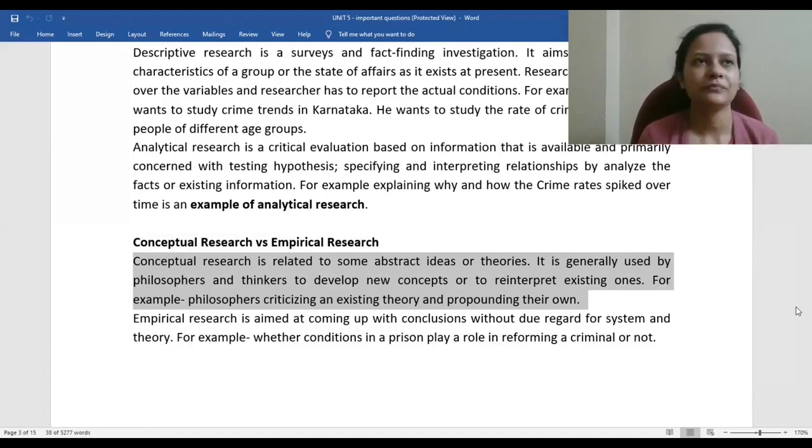There are certain theories based on different types of punishments, like why punishment is given. Based on that also we have different theories, like the retributive theory, reformative theory and all that. There we try to understand the idea or some theory. It is basically conceptual research. It's clear, right? Basically we want to understand a certain concept, or a philosopher is trying to develop a new concept itself.